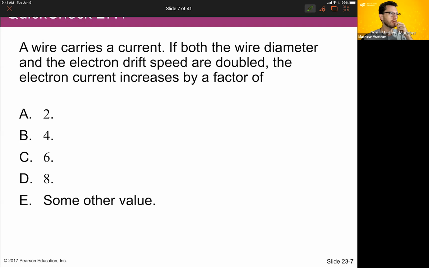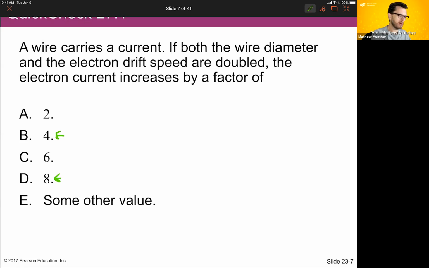Okay, I still have answers coming in. I'm going to give you 5 more seconds to record your response. Okay, let's go ahead and end the poll. So we have a split between a factor of 4 and a factor of 8.